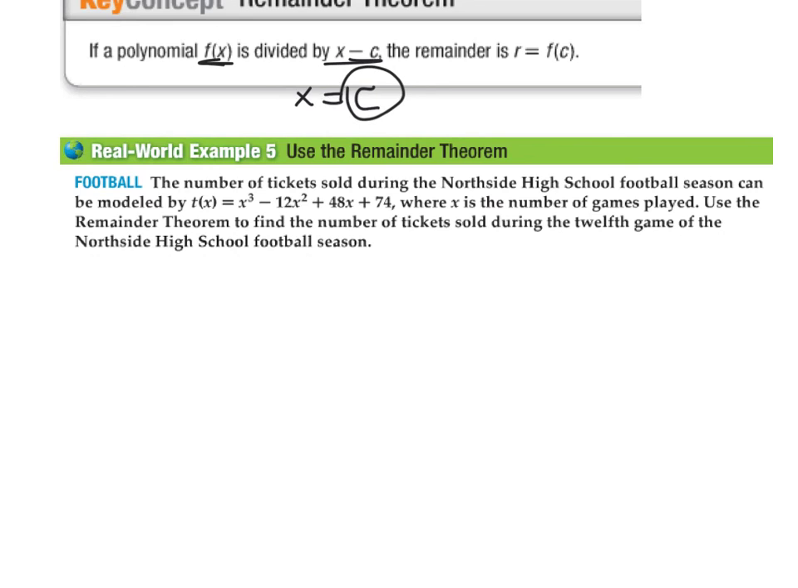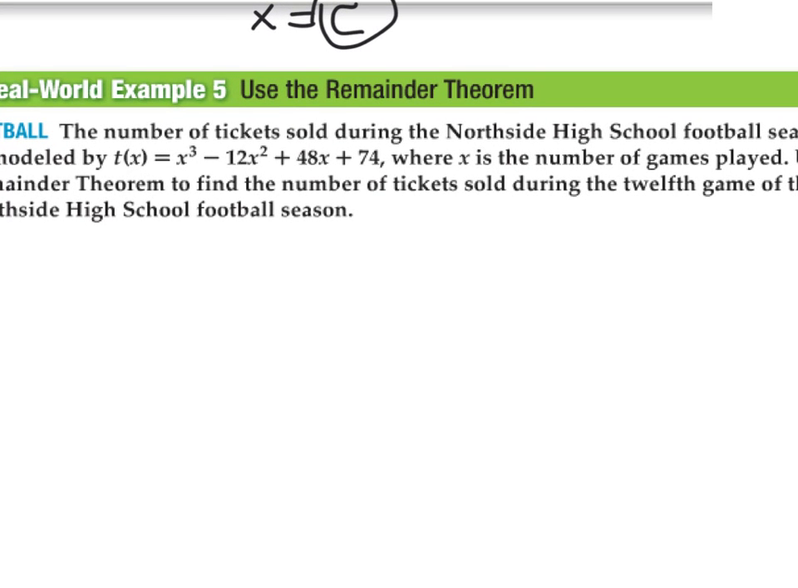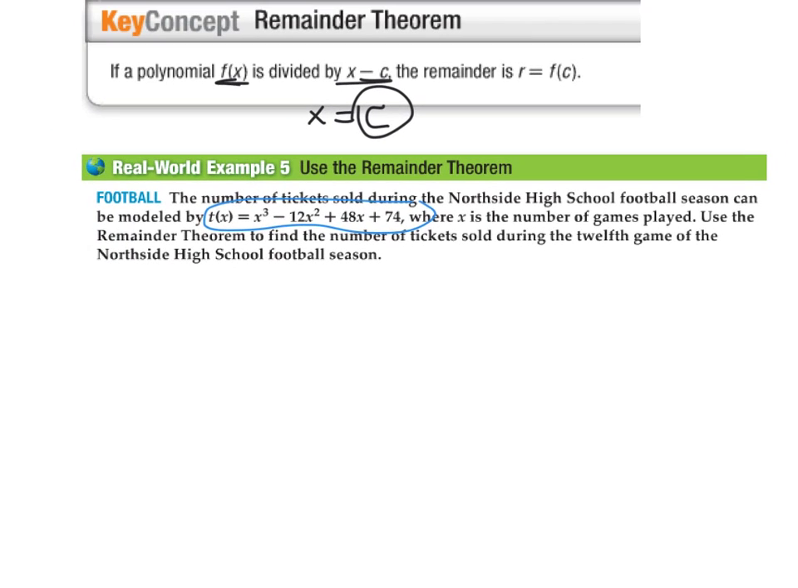The first example is a little bit more involved. We've got a function here, and it says the number of tickets sold during the North Side high school football season can be modeled by the given function. T is the tickets sold, and x is the number of games that the team has played. Use the remainder theorem to find the number of tickets sold during the 12th game of the North Side high school football season.